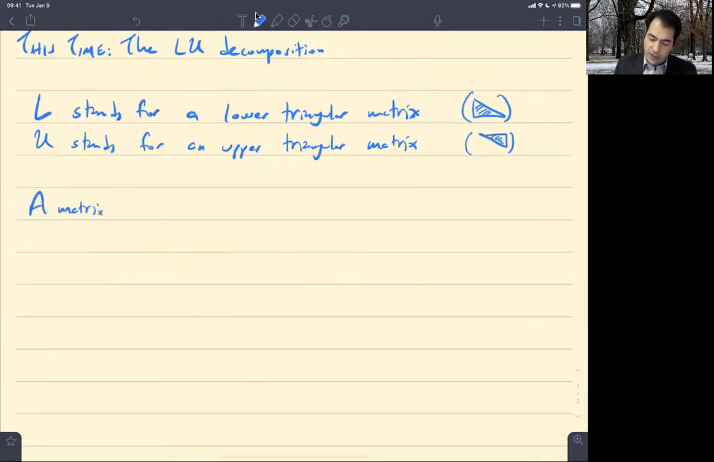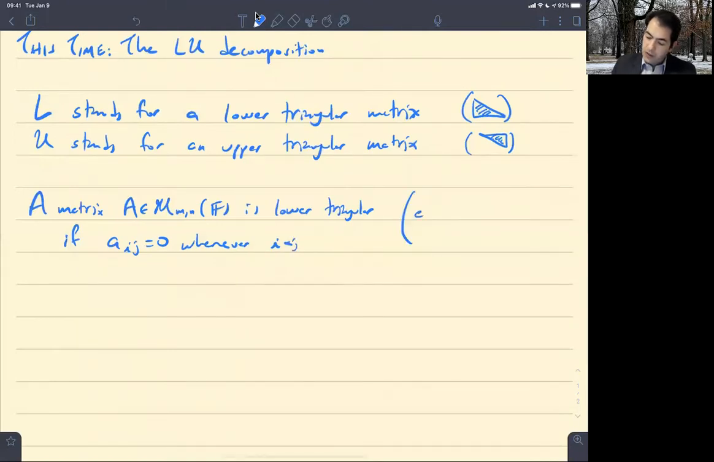A matrix A, notice it doesn't have to be square, is lower triangular if Aij is equal to 0 whenever i is less than j. So for example, a, 0, 0, b, c, d, e, f, 0. That is a lower triangular 3 by 3 matrix.